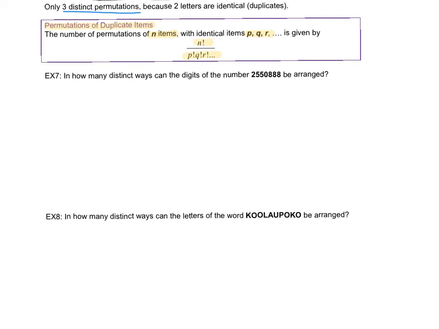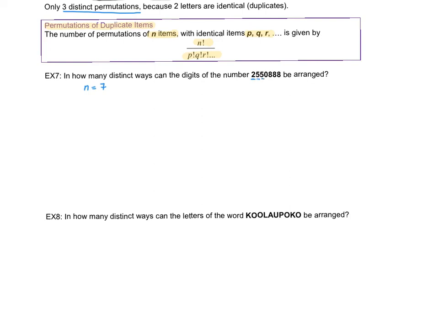Example 7: in how many distinct ways can the digits of the number 2550888 be arranged? So all those digits, that's my group. Notice that I have 1, 2, 3, 4, 5, 6, 7. My n is equal to 7. However, some of the items duplicate, and I only have to list the ones that duplicate. So notice that the number 2, I only have one of those, so I'm not going to bother to write that.